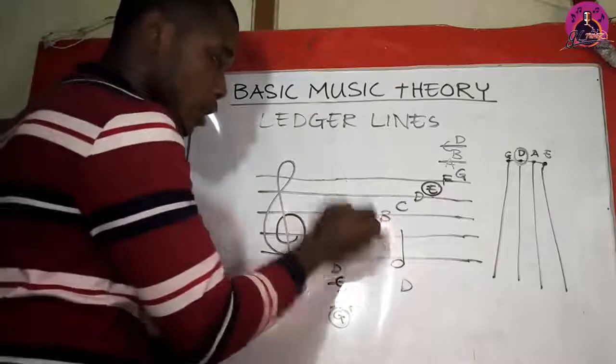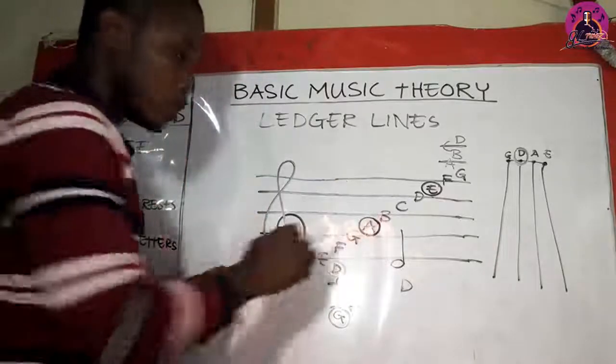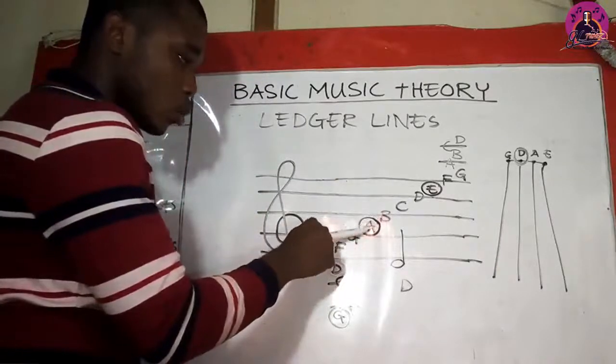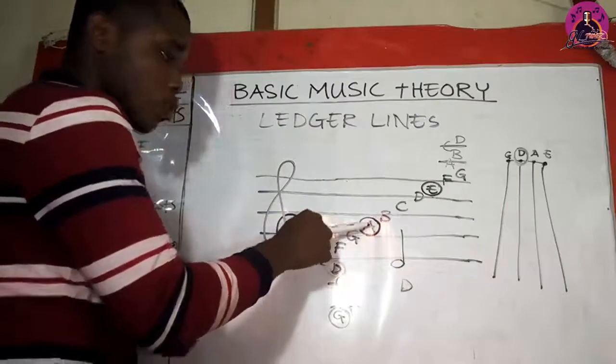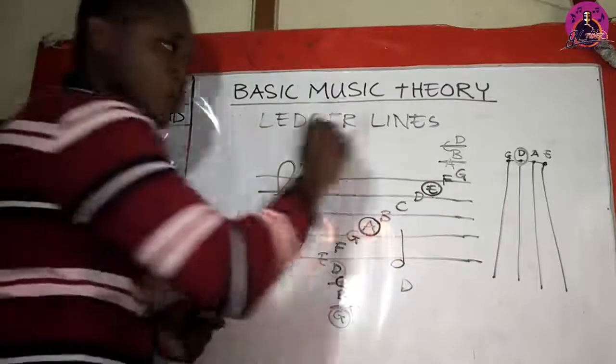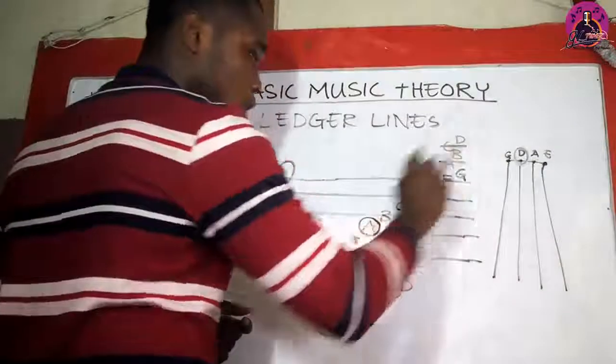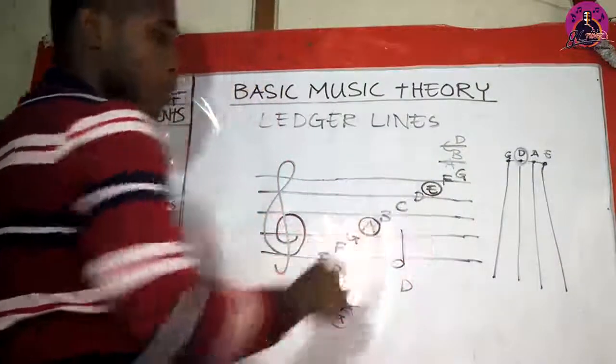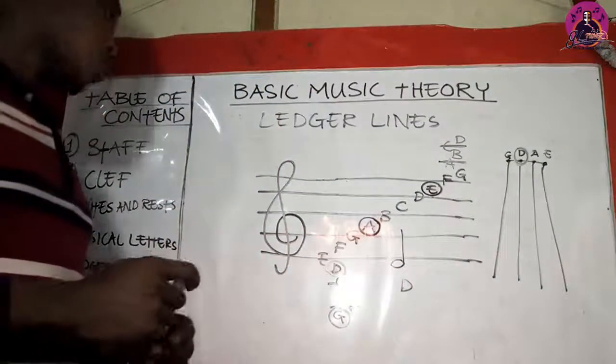The same thing for A. If you play open A string, you will get this note that is at the second space of the treble staff. If you play open E, open string E, you will get the note that is at the 4th space of the treble staff.